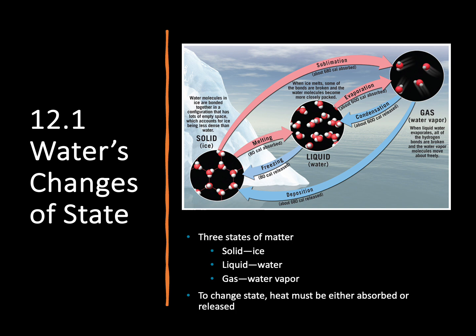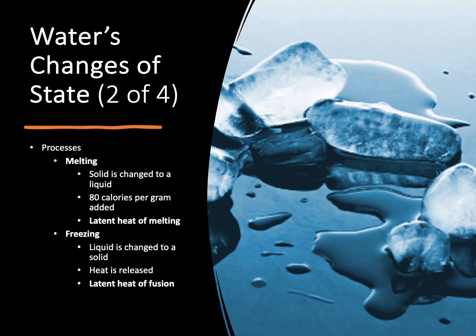And when we're talking about water changing state, it's going from three different types or three different states of matter: solid, liquid, and gas. So in order to change water from one state to another, we either need to be releasing heat energy or absorbing heat energy. Some of these changes of state you are very well aware of, things like melting and freezing. These are the two most obvious changes in water states.